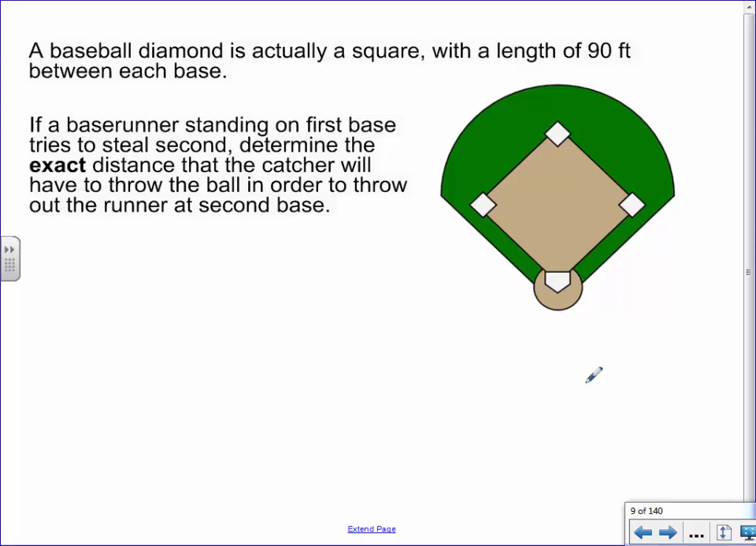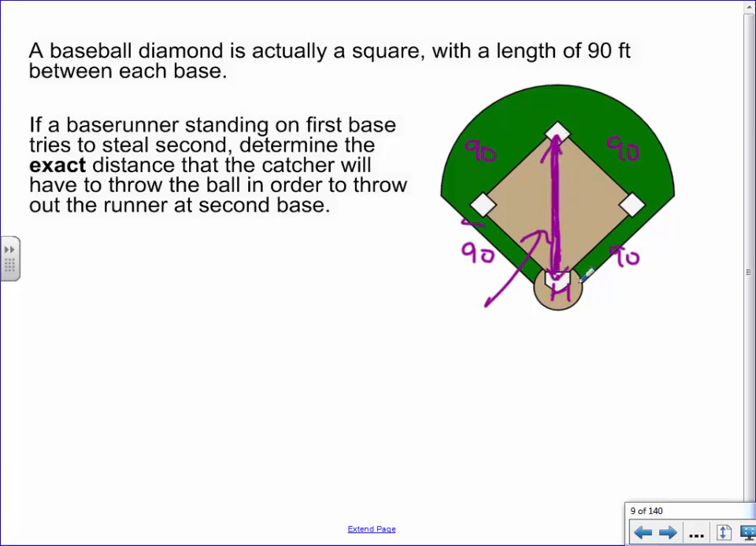Let's say that you're playing baseball. If you guys don't know this, in baseball, the way it works, it's a perfect diamond. It's actually a perfect square, and it's 90 feet between each of the bases. Now, let's say that I wanted you to, from home plate, throw the baseball to second base, maybe because someone's trying to steal, if you get what that means in baseball. My question here is, how far is this distance right here?